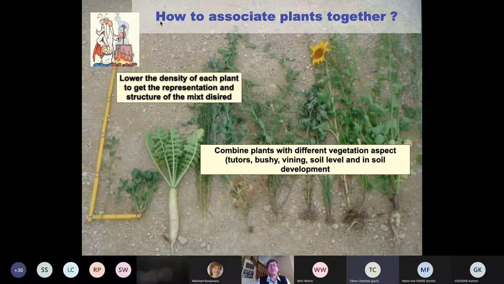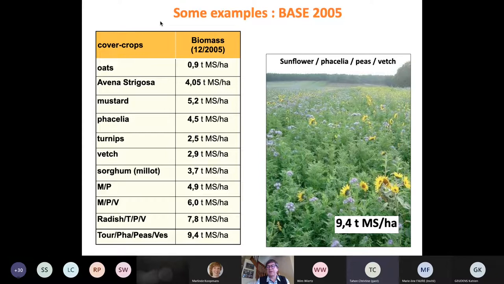And we found that with those mixes, we were really improving the biomass that we were able to grow over the years. That is one of the biggest trials we've done with Baz in 2005. And I can recall that our knowledge about cover crop really was set up at that time.